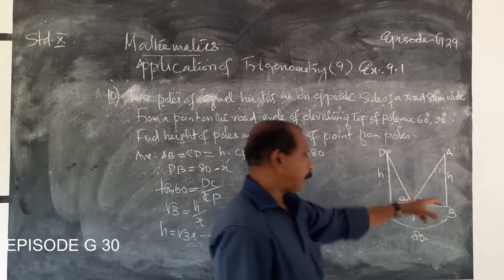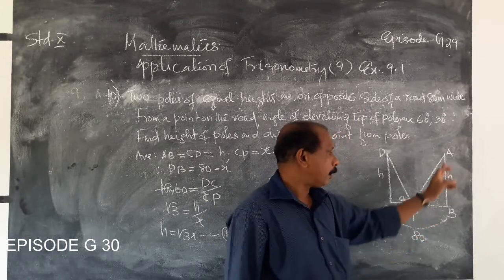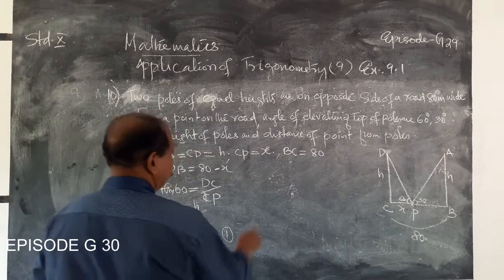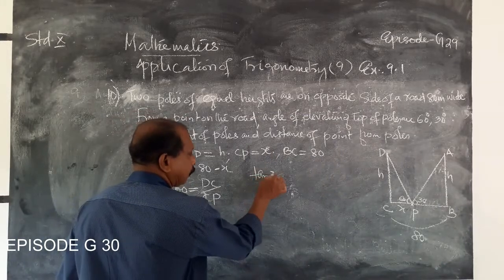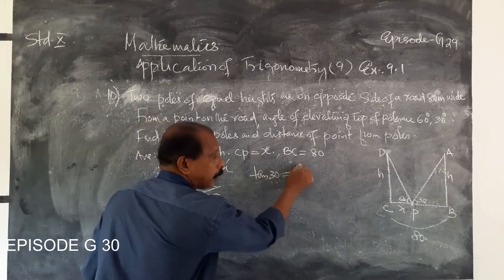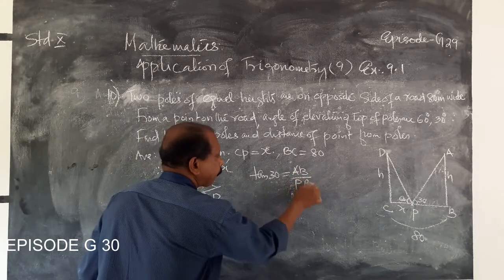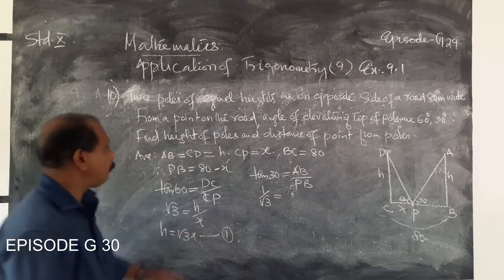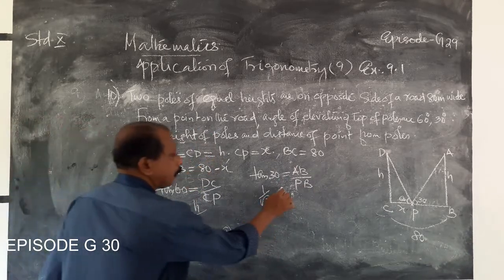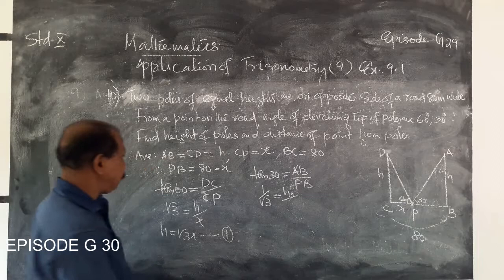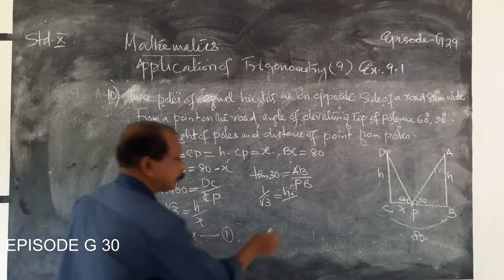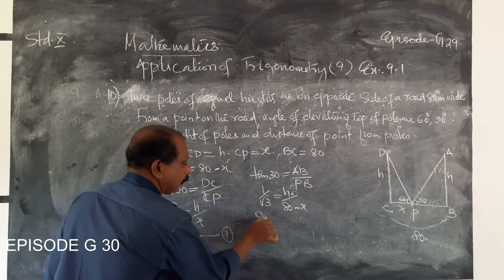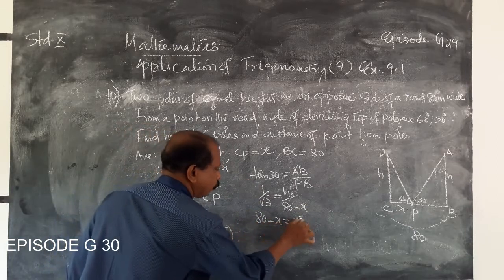Then using the second triangle, 30 is the angle, AB is the opposite and PB is the adjacent side. Therefore, for the second triangle, tan 30 is equal to AB by PB. What is tan 30? 1 by root 3 is equal to AB, the same as h, by PB. What is PB? 80 minus x. Cross multiplication: 80 minus x is equal to root 3 h.